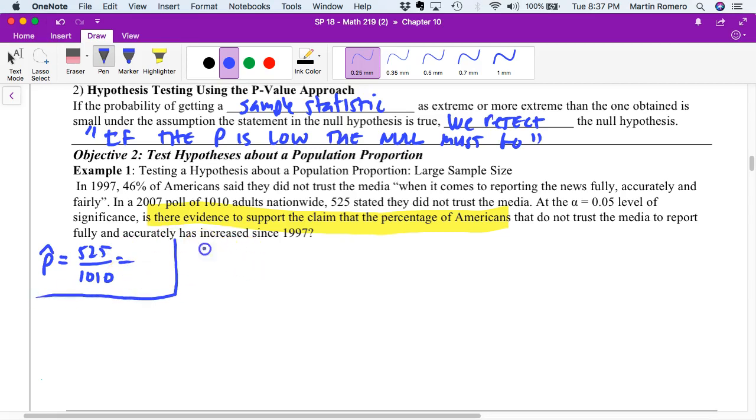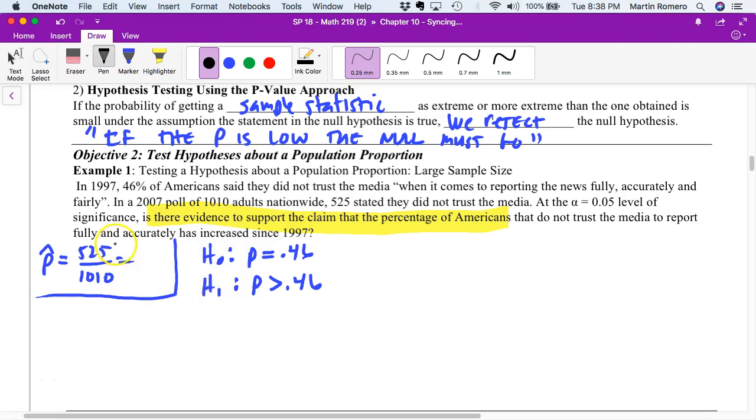Okay. We then need to identify the null hypothesis. The null hypothesis is that the proportion is equal, has not changed. It's 0.46. The alternative is that the proportion now has increased. It's greater than 0.46. What evidence do we have that the alternative might be true versus the null hypothesis?